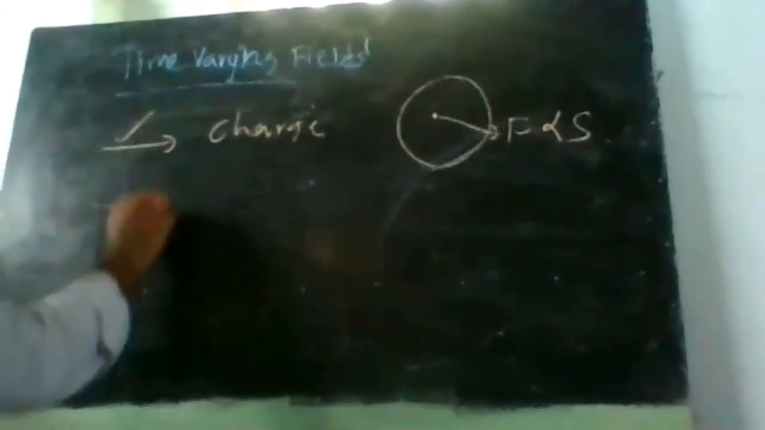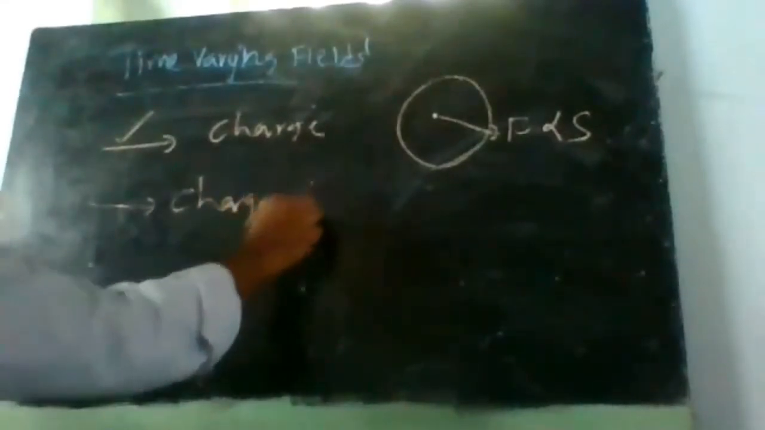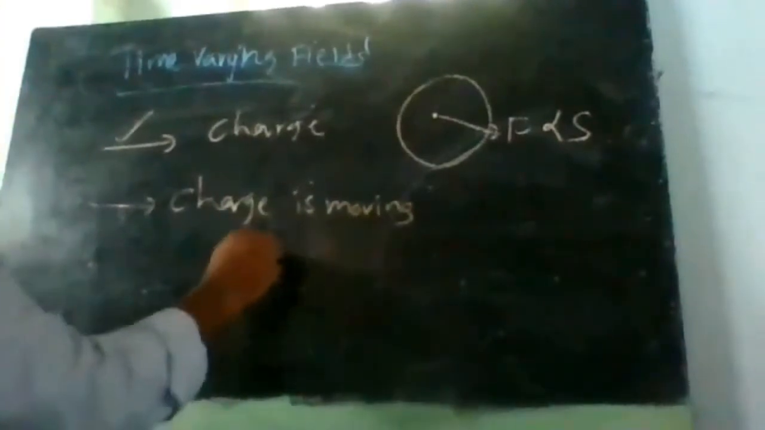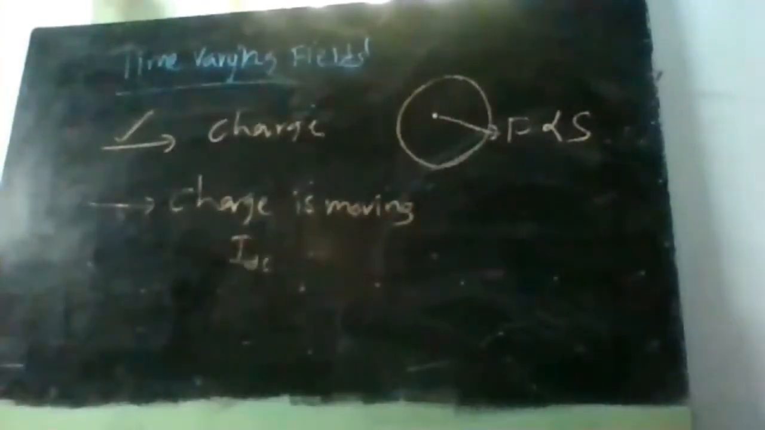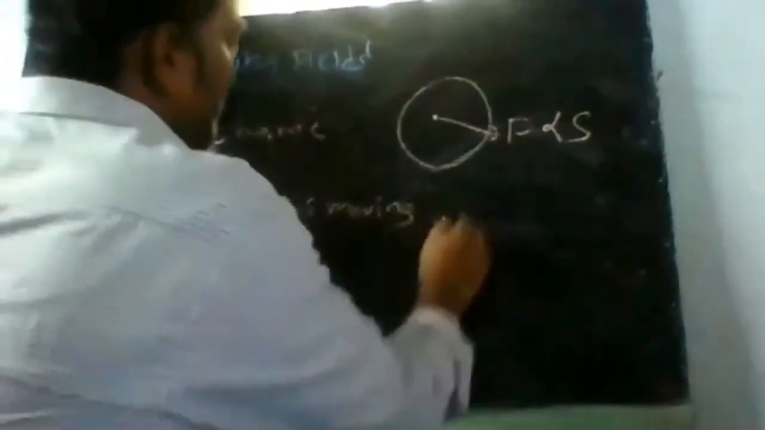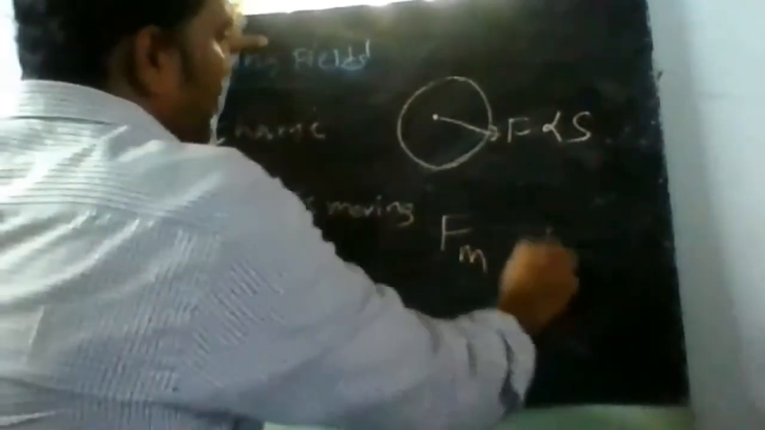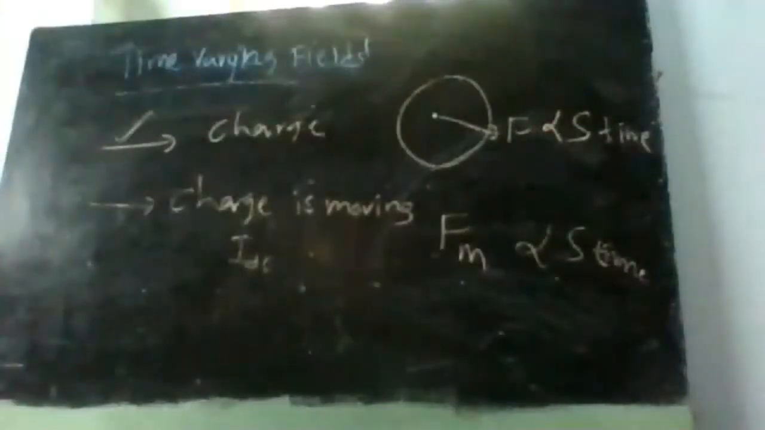Second thing is, whenever the charge is moving with constant velocity, that means whenever I apply DC current through the conductor, in these cases the force that is developed will also have magnetic nature, but it is also static with time. That means it does not vary with time.